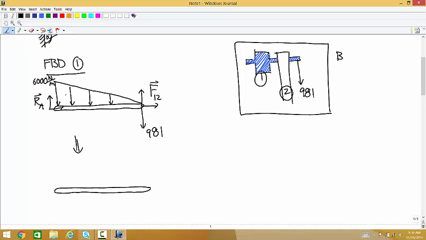In order to do the math, you have to represent that distributed load as a point force. So that changes to RA, a point force of 6,000 times 1 divided by 2, so 3,000 newtons there. F12, 981. Oh yeah, you're right, weight force. And that was 30 per meter, so 294.3.